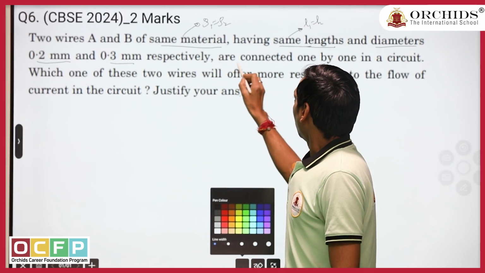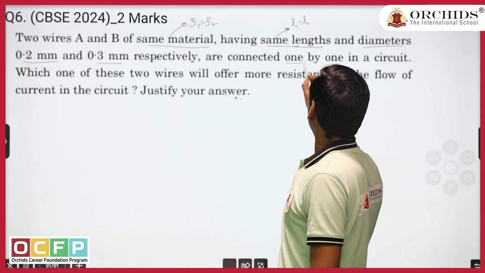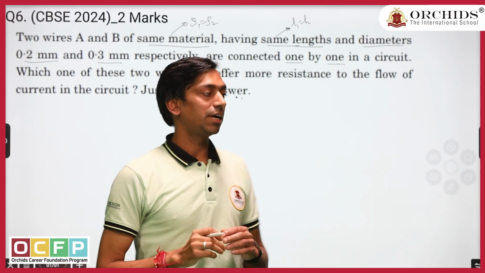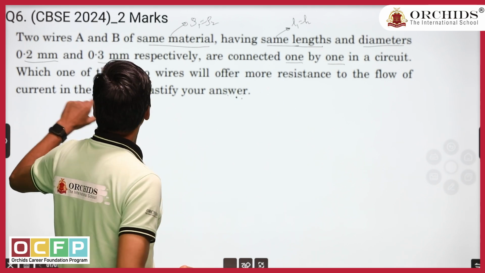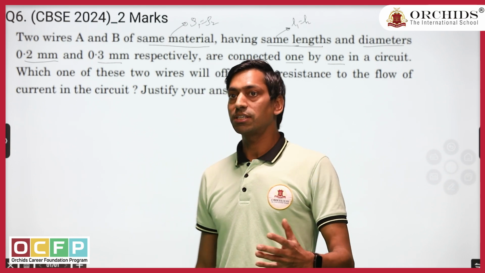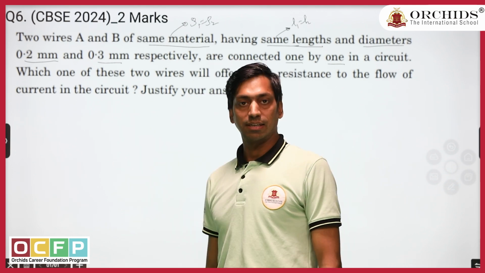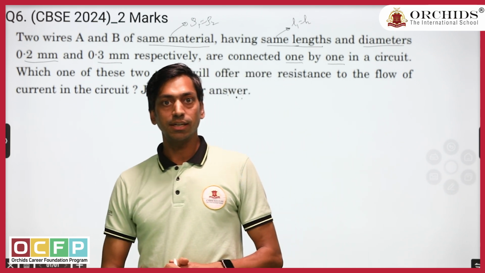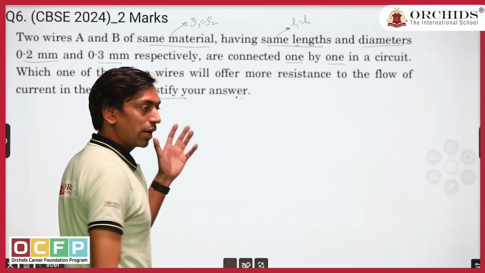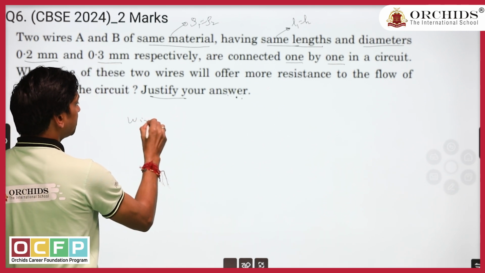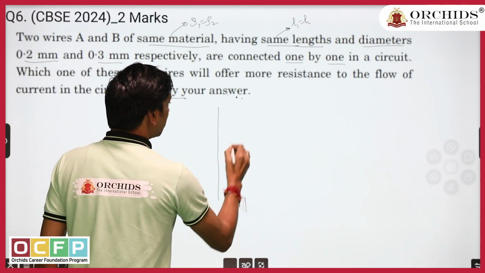Now after that, they are connecting them one by one. First they are connecting wire A, then they are connecting wire B to the circuit. Which one of these 2 wires will offer more resistance to the flow of the current in the circuit? And justify your answer, right? We have to justify after finding the answer also. So we have to calculate ultimately what? Resistance. So I am writing here wire A, and this side I am having wire B.